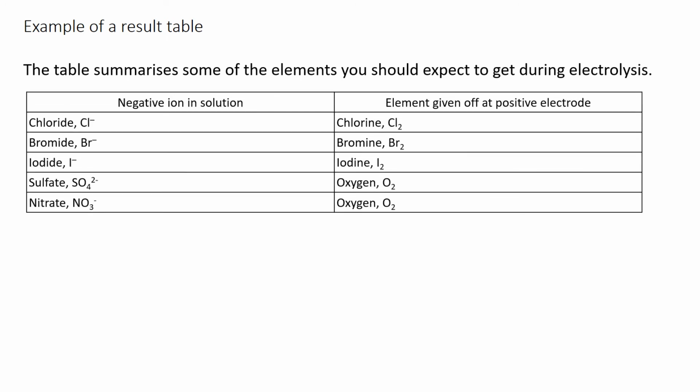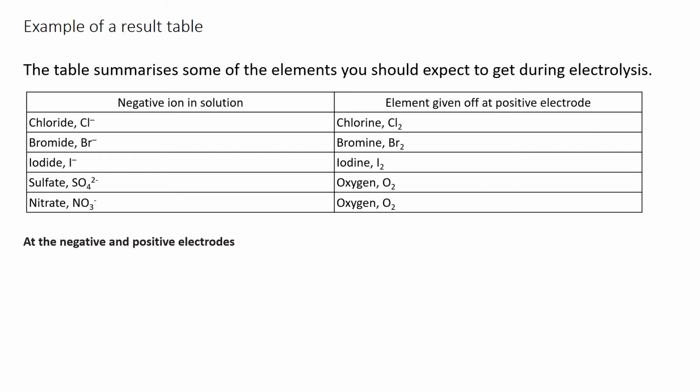So, example of a results table. Again, you might be asked to sketch this in the exam. So, they would want you to know what's happening at the negative and positive electrodes. So the negative ion in the solution is chloride, and the element that would be given off, and you need to be really careful with this because they want you to tell you what the product is. The product won't be the ion. The product will have either gained or lost electrons to become an element.